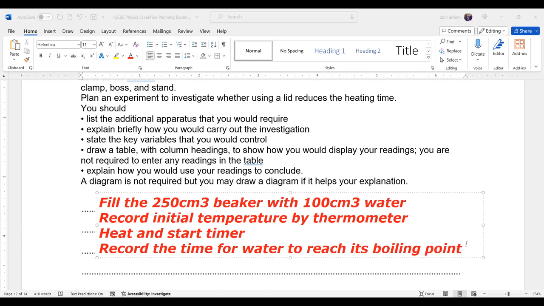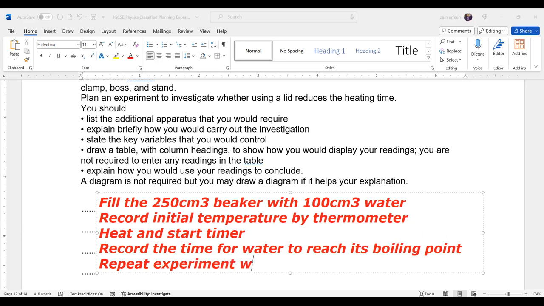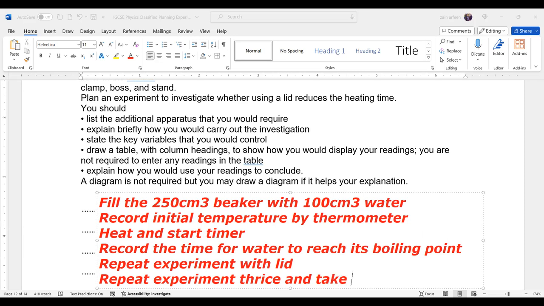Then we will repeat the experiment with lid, and repeat the experiment three times or thrice. Minimum, you should mention, repeat the experiment thrice. There's a minimum number. So repeat the experiment thrice and take average results.